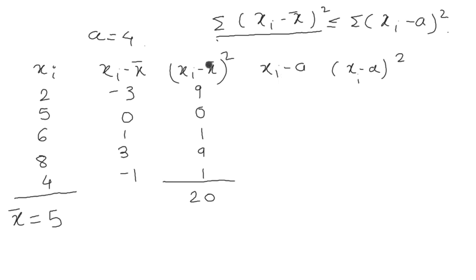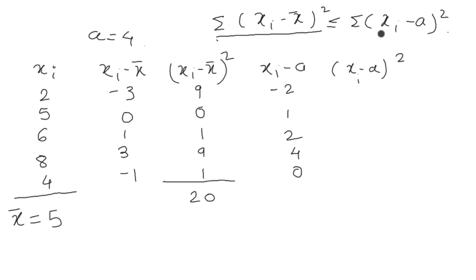We have taken a as 4. So let's subtract one by one. Our x1 is 2, 2 minus 4 is minus 2, x2 is 5, 5 minus 4 is 1, x3 minus a, that is 6 minus 4 is equal to 2. Similarly, 8 minus 4 and 4 minus 4.